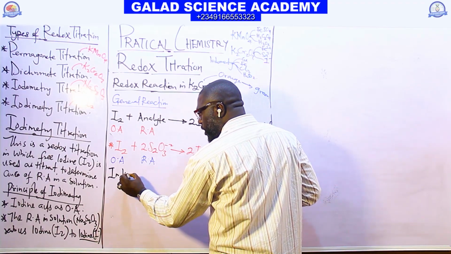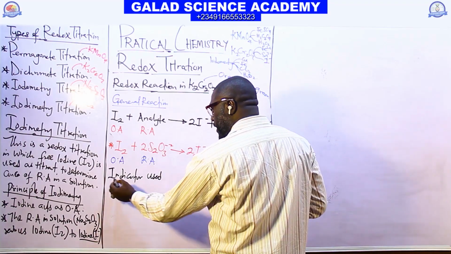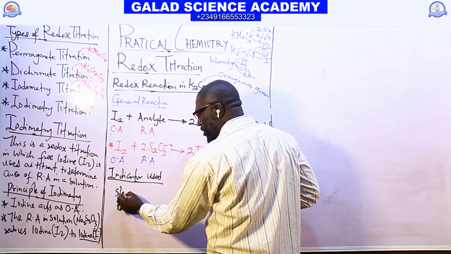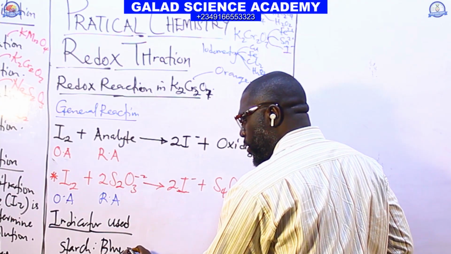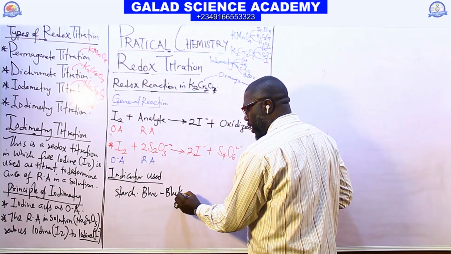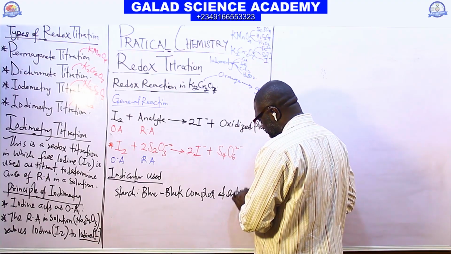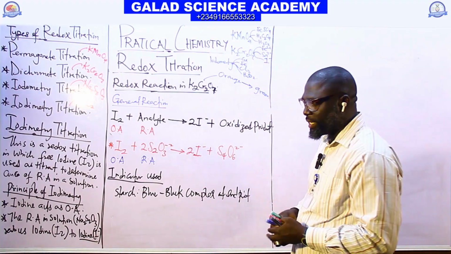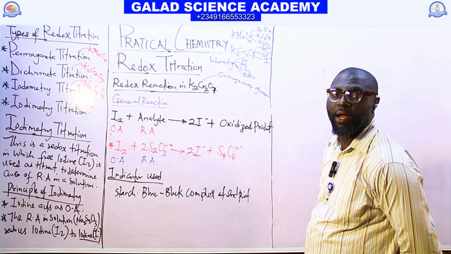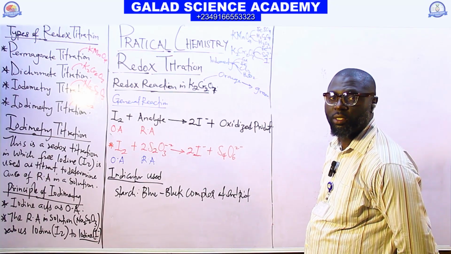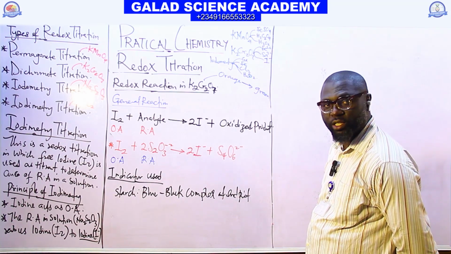Yes, we use starch as an indicator, which forms a blue-black complex at the end point. So that is all about the four types of redox titration.